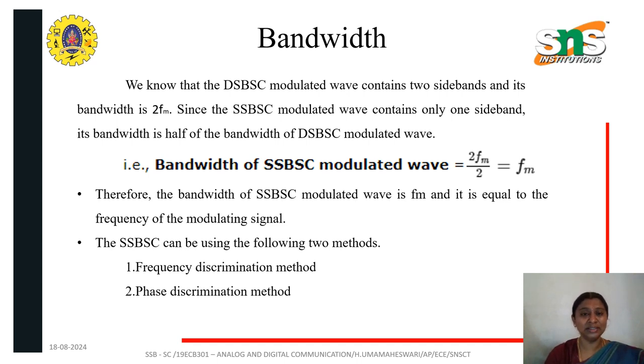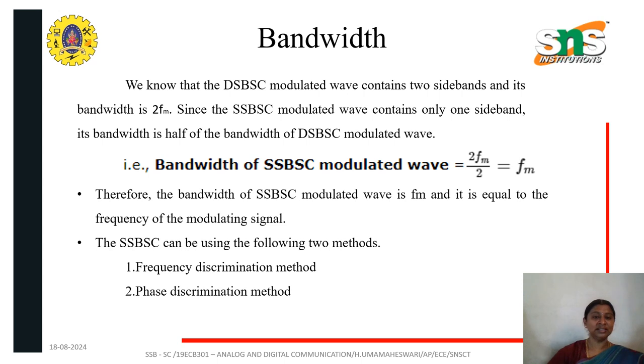By multiplying it with both, we'll get Am Ac by 2 cos 2 pi (fc plus fm) t. Bandwidth: we know that the double sideband suppressed carrier modulated wave contains two sidebands and its bandwidth is 2 fm. Since the SSB-SC modulated wave contains only one sideband, its bandwidth is half of the bandwidth of the DSB-SC. So the bandwidth of the SSB-SC modulated wave is 2 fm by 2, so we'll have only fm, where fm is equal to the frequency of the modulating signal.